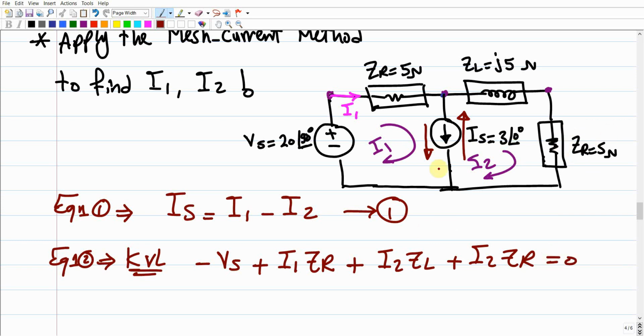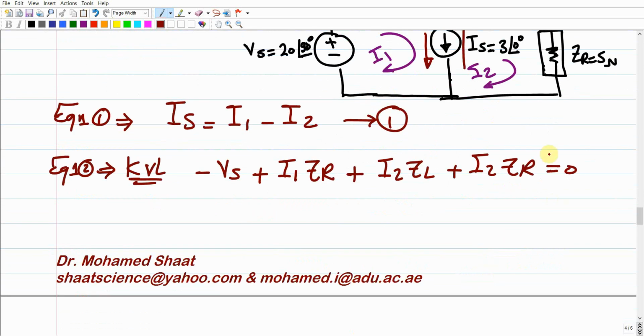All of this should equal 0. So we have one voltage, second, third, fourth. So four voltages. We summed all of them together to end up with the second equation according to Kirchhoff's voltage law. And this is the second equation. Now we have two unknowns, I1 and I2, so we have to simplify these equations.